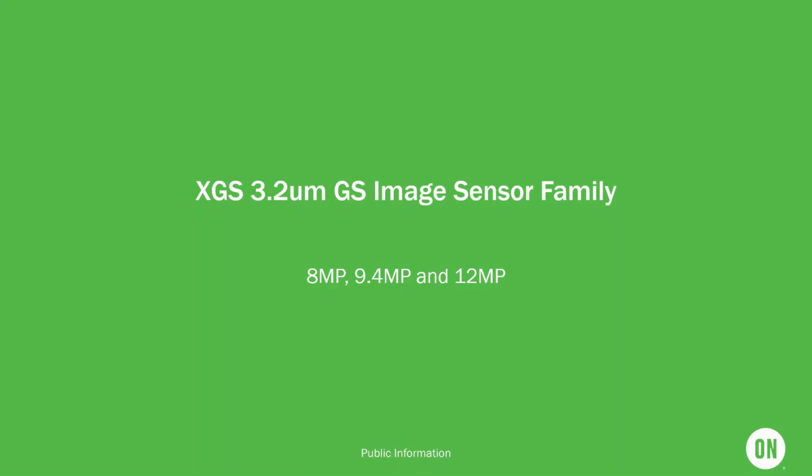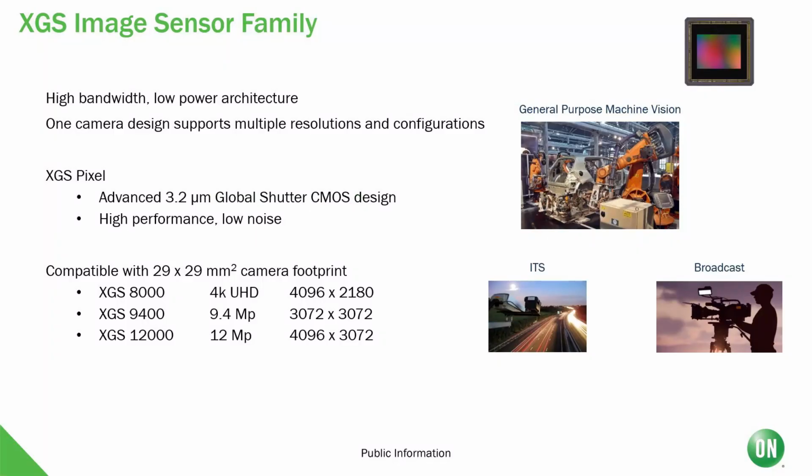Next, I'll talk about our XGS family of products, and this is our large format, high-speed 3.2 micron global shutter family. So the XGS image sensor family is very high bandwidth. At 3.2 micron and global shutter, it offers high performance and extreme low noise. And we offer this device today in 3 resolutions, 8 megapixel, 9.4, and 12 megapixel resolution. And this can be used for ITS, for broadcast, and for general purpose industrial machine vision.